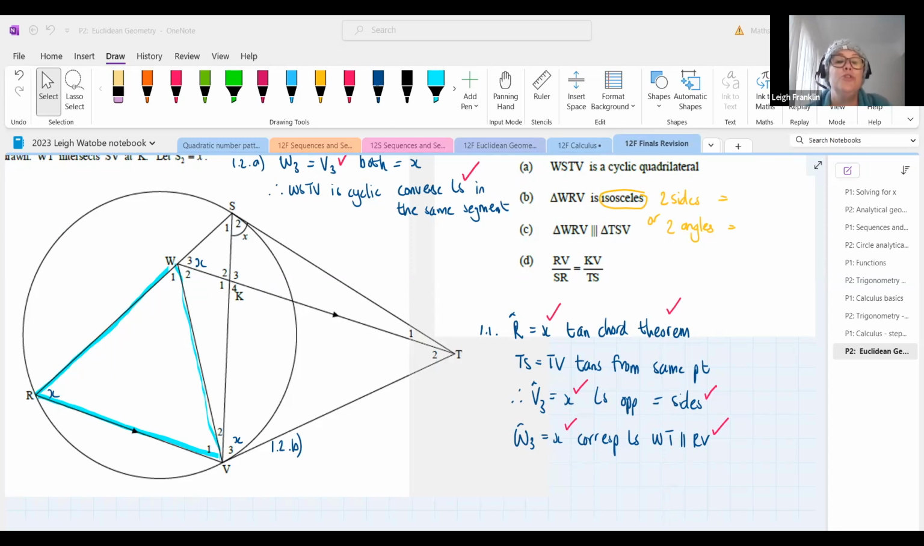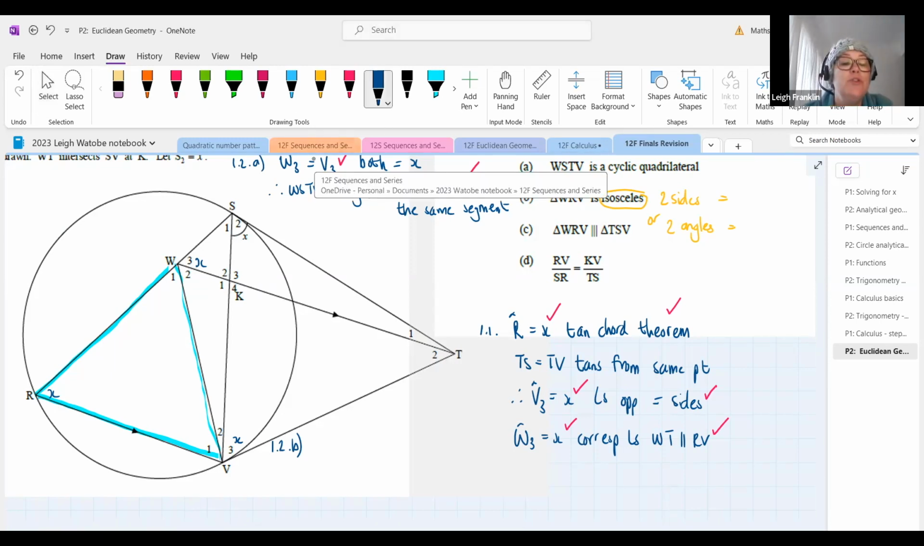So what they want you to do here, guys, is they want you to say that now W2 is equal to X, because W2 is equal to S2. They are angles in the same segment now that we have proved that the quad is cyclic. So W2 is equal to X, and W2 is equal to V1 because they are alternate angles. Can you see that? Can the rest of us see it now too?